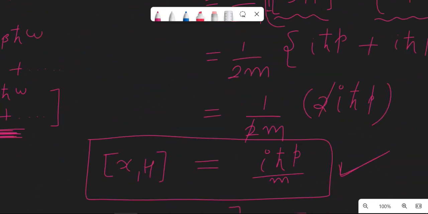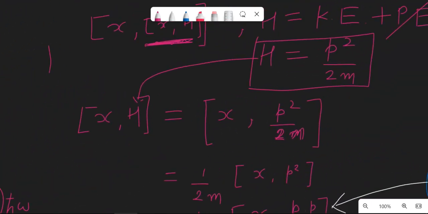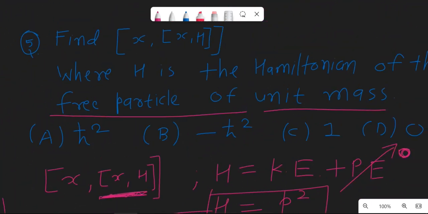So your correct answer is B, minus h cut square.